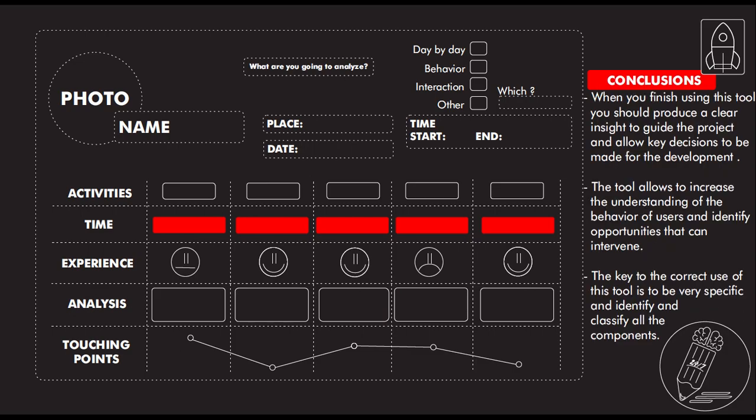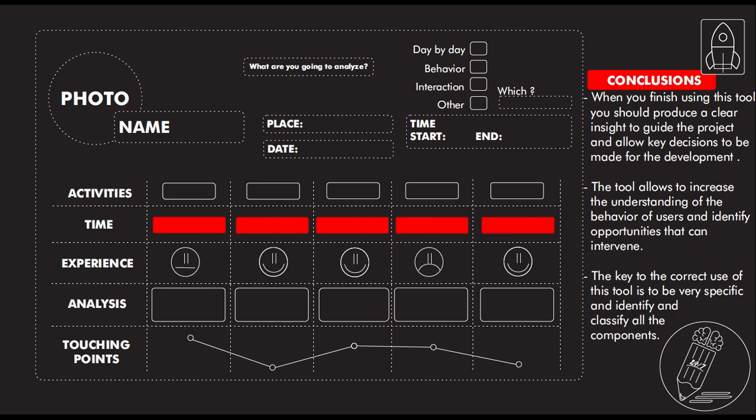As a conclusion, we can say that when you finish using this tool, you should produce a clear insight to guide the project and allow key decisions to be made for the development. That is the main purpose of this analysis. Very important that you understand why people were behaving that way, and okay, we already understand the situation. Now we need to know how we can get on track and how we can put our product, service, or business model in our development.